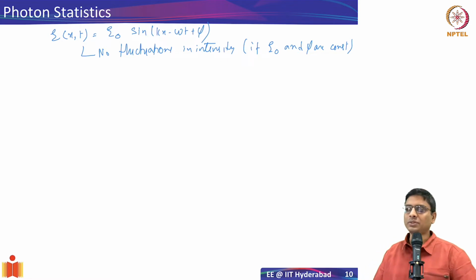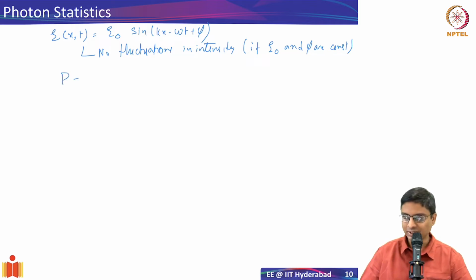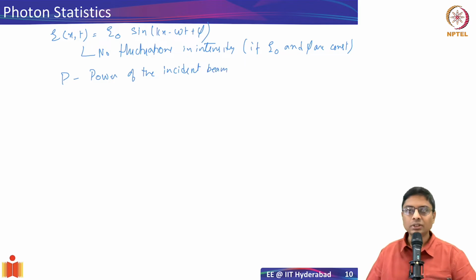When you have no fluctuations, this is true, right? If you take such a beam, let's say that beam has a power, P, which is the power of the incident beam. So what is the number of photons? We have done this just before this. So, photon flux is going to be simply power divided by h nu.